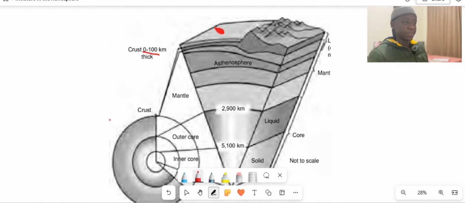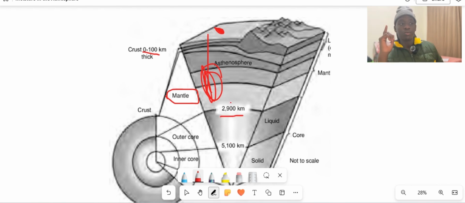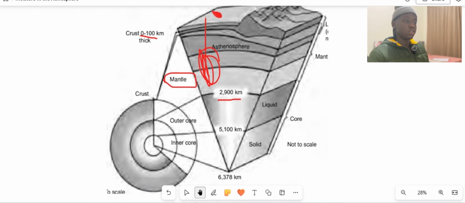So if you dig 100 kilometers deep down, you will go below the crust and enter what? The mantle. Yes. So here's the mantle. Here I've circled it. So this whole part is the mantle. So the mantle is 2,900 kilometers away from what? The crust. Yes. So it is a very long journey to get to the mantle.